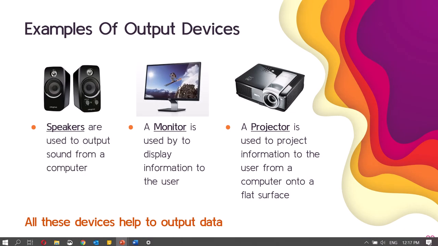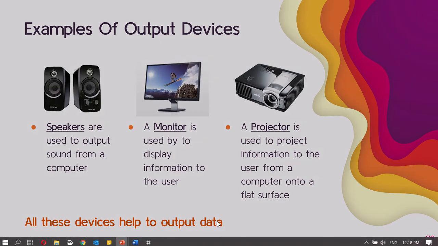So what are some examples? A speaker is a good example of an output device because the sound from inside the computer is allowed to come outside. A monitor is another good example of an output device because whatever apps you have, whatever information you have, the monitor displays it. A projector is another example of a good output device because whatever is on your monitor is being projected out onto a flat surface using a projector. As we can see, all these devices help us to output data.